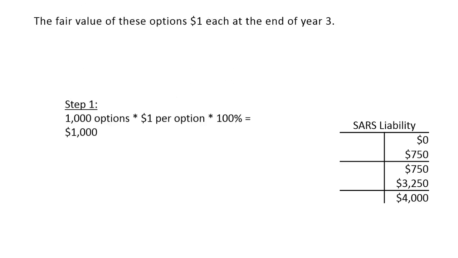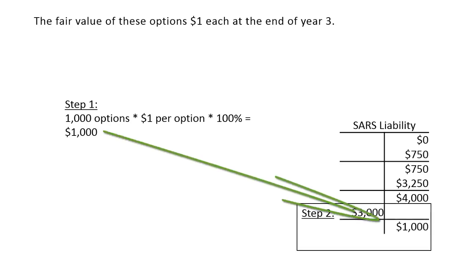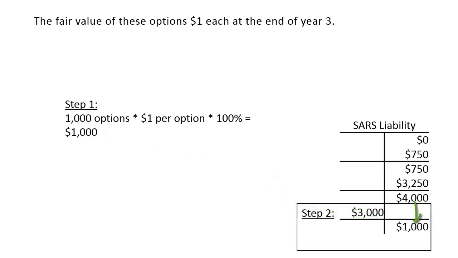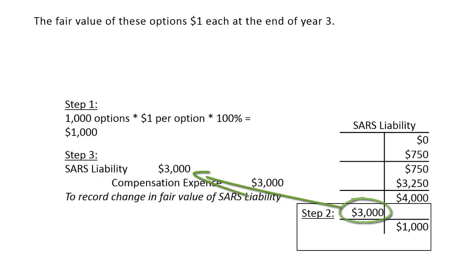So step one, 1,000 options, $1 per option. She's earned it 100%. So $1,000 is what I want my SARS liability. So my step two down here, I'm going from 4,000 to 1,000. That means a debit of 3,000. So my journal entry will be a debit to SARS liability of $3,000, and compensation expense for the year will drop by $3,000 because I don't owe as much to these people anymore because the fair value has dropped significantly.